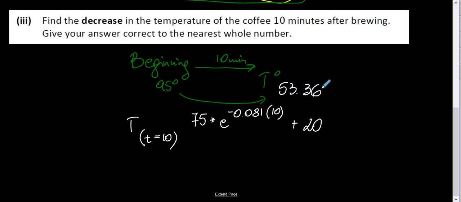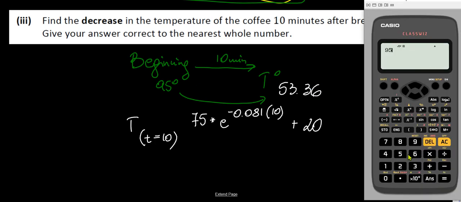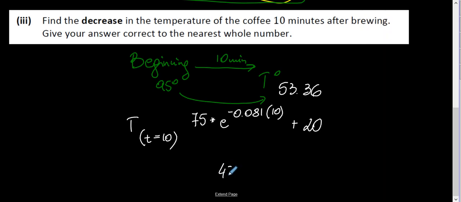53.36. Now, does that give us the answer? Is that the decrease? No, decrease is the difference. Decrease is the difference between those two values. So 95 minus 53.36. So that is 41.64. To the nearest whole number, the 6 will go plus 1 here. 42 degrees is the decrease that we are looking for in temperature.